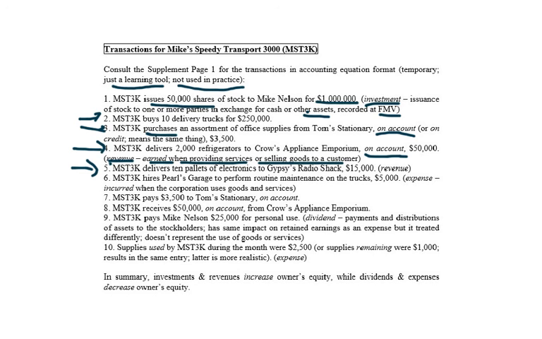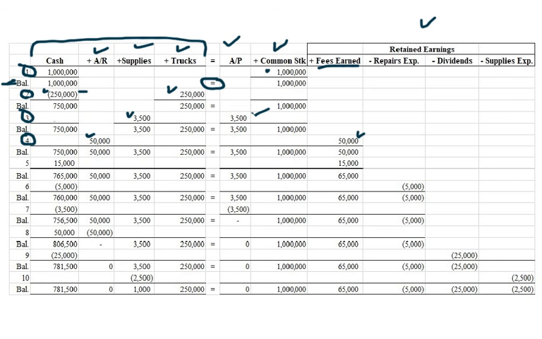Okay, now we're going to deliver 10 pallets of electronics to Gypsy's Radio Shack for $15,000. This is also a revenue because, again, we're providing a service for a customer. Now, since I don't say how they pay, you'll notice what's the default? Well, we have to assume, again, we're still recognizing revenue, of course, in transaction 5. Here we are. But in this case, it's an increase in cash.